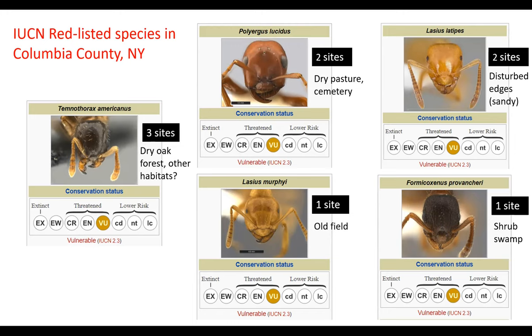Because this is a kidnapper ant, it needs robust enough populations of its host species to persist. And that host species does well in hotter, sandier climate or sites. So that's probably a factor too. But we only know this from a cemetery and a dry pasture at Hawthorne Valley. And I'll talk a little bit more about that ant later on.